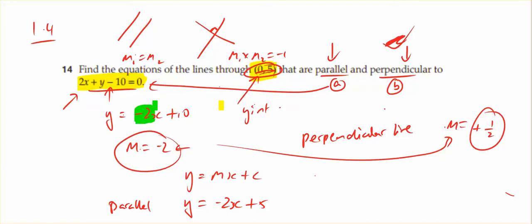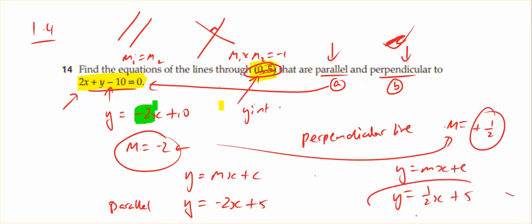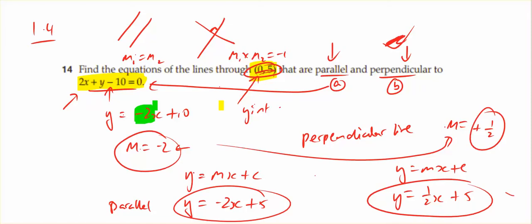We know it passes through the point (0, 5), so y equals mx plus c, y equals 1/2 x plus 5. Okay, if you were to graph these two equations on the calculator, you'll find that they will be perpendicular to each other. So that's basically what the question's asking.